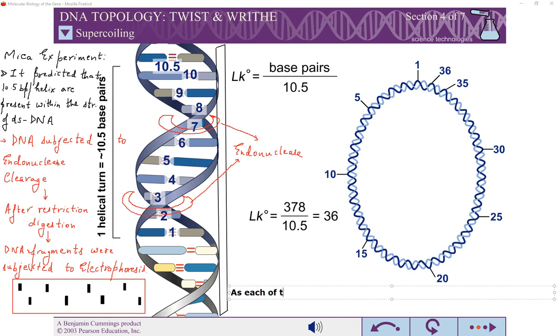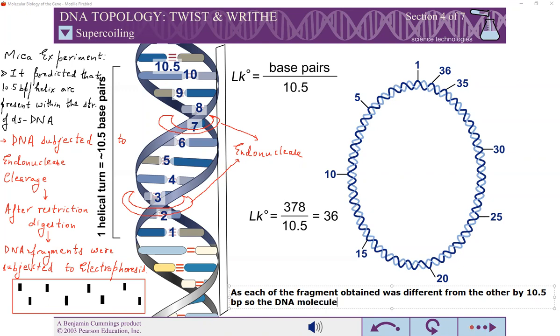As each of the fragments obtained was different from the other by 10.5 base pairs, the DNA molecule was considered to be of 10.5 base pairs per helix. Full stop.